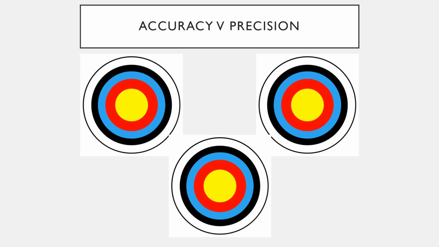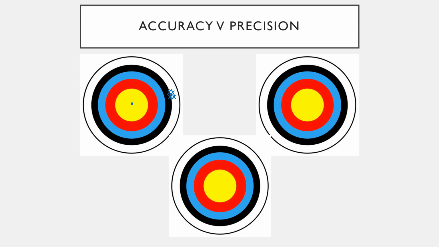We have 3 archers, and those archers are going to shoot their arrows, whatever those arrows are actually called, at these targets. Archer 1 shoots her arrows and they land there. Now clearly, Archer 1 is very skilled. But the problem is, the goal is to get them in the center of the yellow circle. So Archer 1 has a fundamental problem.